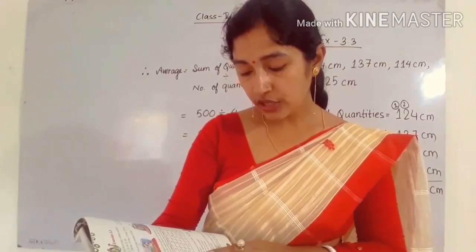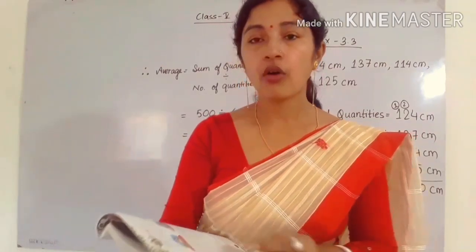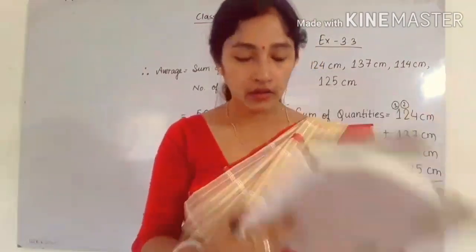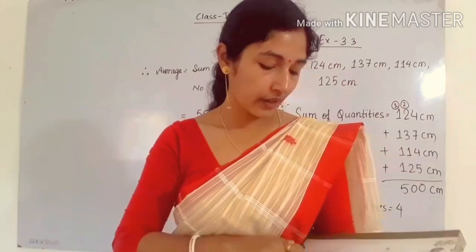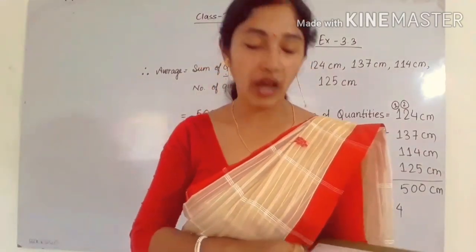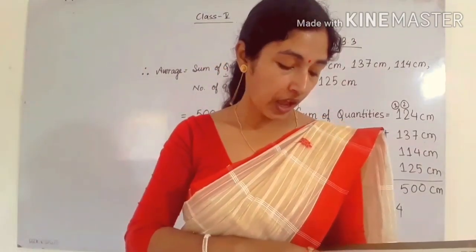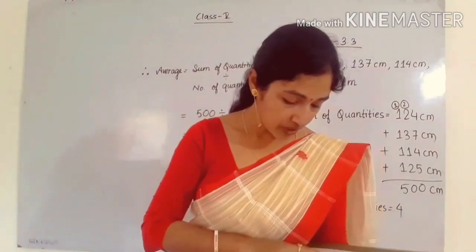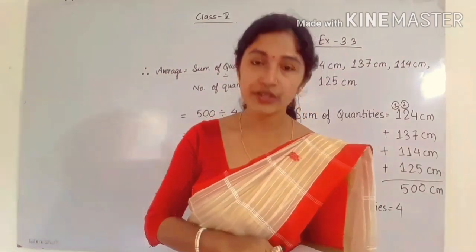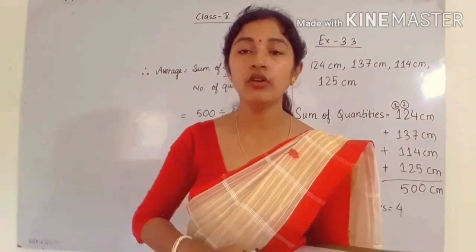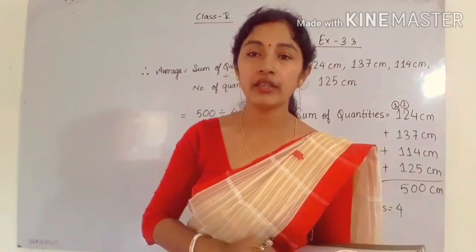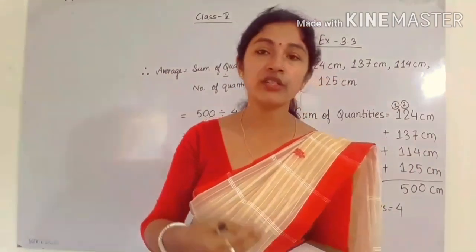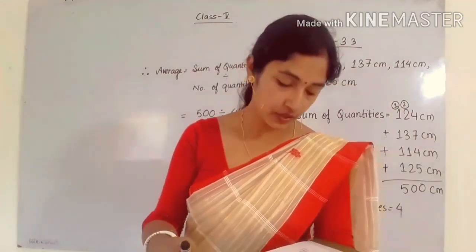Question B is which class has the highest average. By dividing, you can judge what is the highest average. You can easily see which class has the highest average. Coming to question C, which class has the lowest average. For this you first have to calculate the average, then you can easily know which class has the lowest average and which class has the highest average.